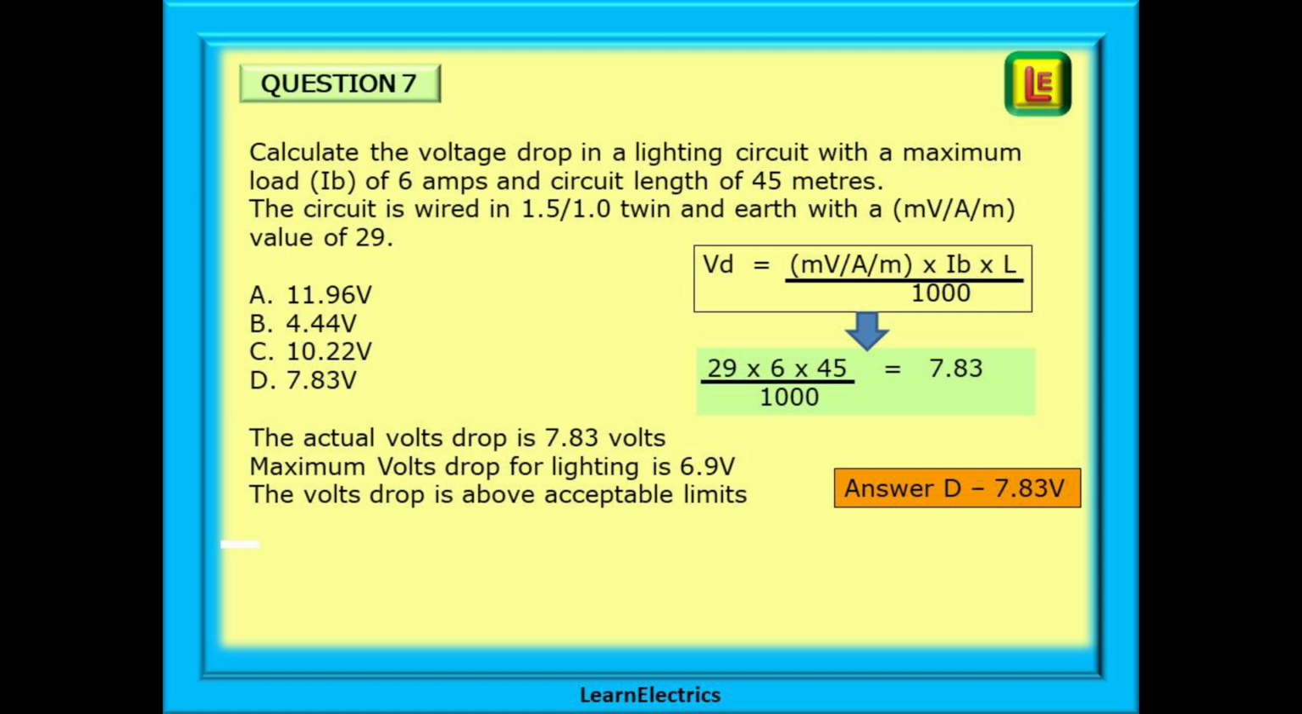You should have 29 times 6 times 45, and then divide that answer by 1000 to give 7.83 volts. Choose answer D, 7.83 volts. The actual volts drop is 7.83 volts, and the maximum volts drop for lighting is 6.9 volts. Therefore, the actual volts drop is above acceptable limits.